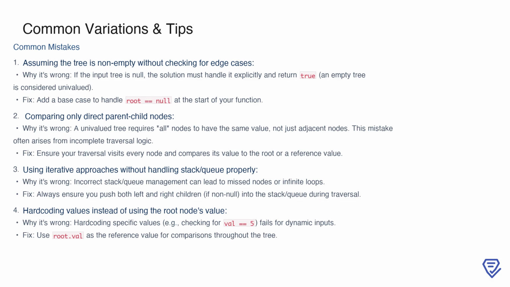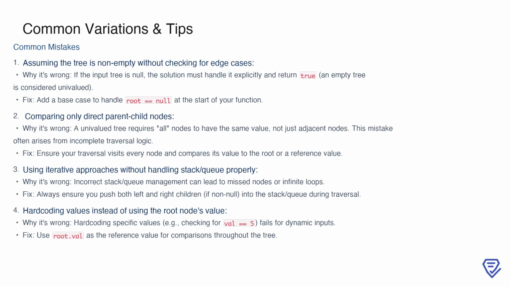If the input tree is null, it's important to explicitly handle this edge case by returning true, as an empty tree is considered univalued. To fix this, you can add a base case that checks if the root is null at the very start of your function. Another mistake is comparing only parent-child nodes directly. Remember, a univalued binary tree requires that all nodes, not just adjacent ones, share the same value. This often arises from incomplete traversal logic.